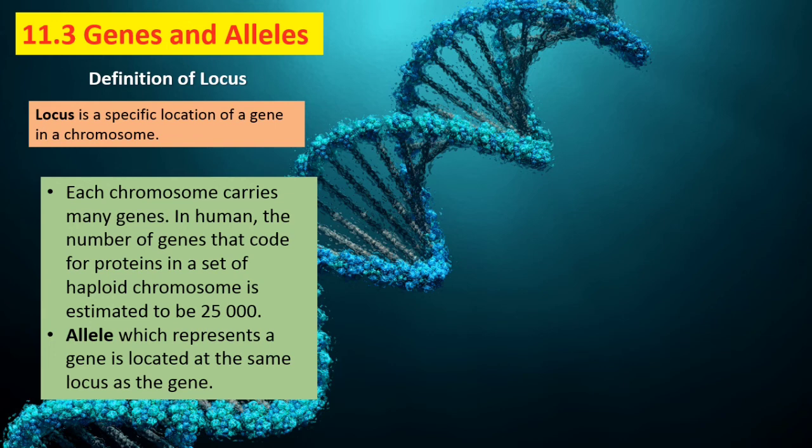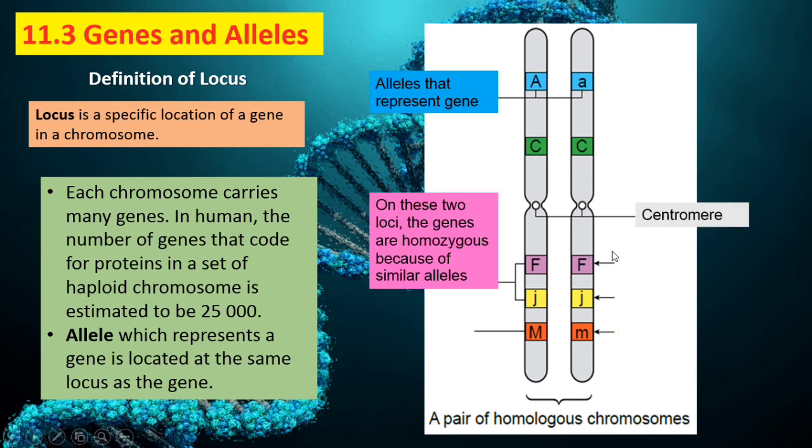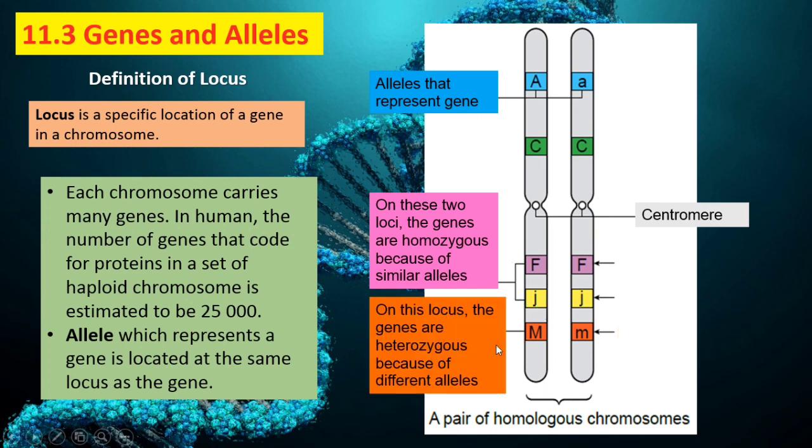Allele, which represents a gene, is located at the same locus as the gene. So this is the pair of homologous chromosomes. Allele that represent genes. Okay, this is allele, because it's located at the same locus. So this is centromere. Only these two loci, the genes are homologous because of the similar allele. Okay, this is homologous. Capital F, capital F. Capital J, small j is homozygous. Okay, homozygous, similar allele. In this locus, the genes are heterozygous because of different allele.